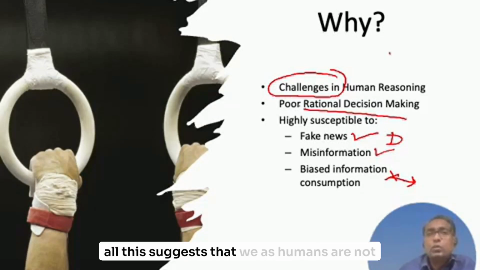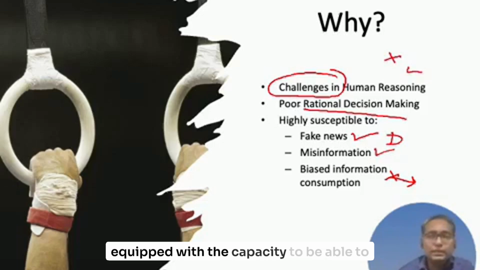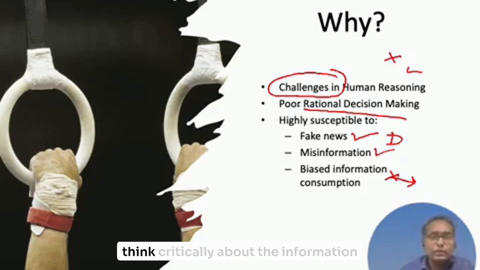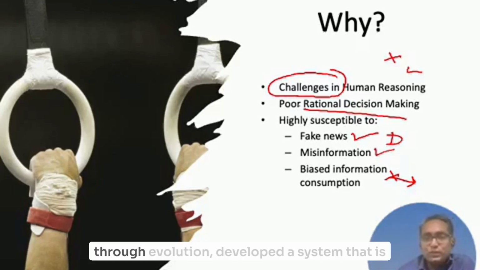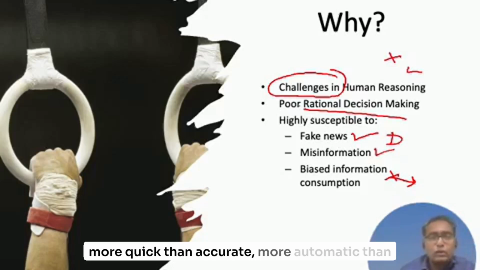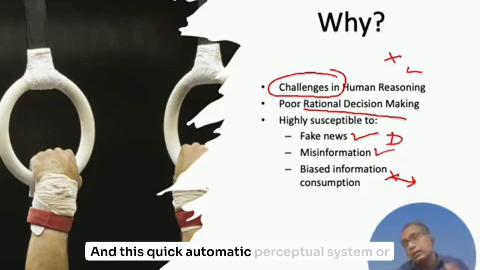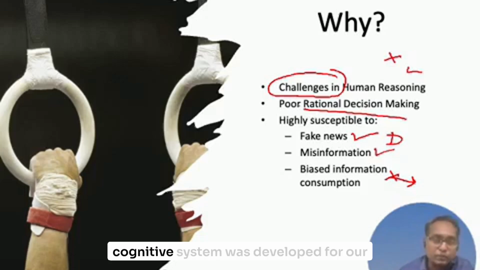All these suggest that we as humans are not equipped with the capacity to think critically about the information presented to us. If you think about it, it kind of makes sense. Why? Because through evolution, we developed a system that is more quick than accurate, more automatic than precise. And this quick automatic perceptual system or cognitive system was developed for our survival.